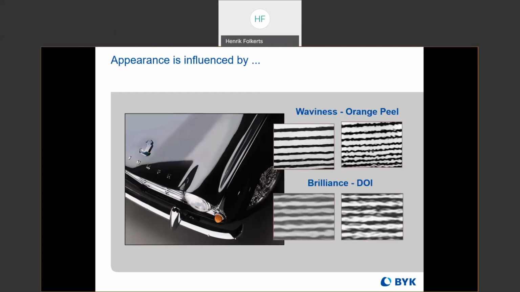And then we have brilliance, or DOI, and this is an effect of the very small microstructures in the surface causing a diffusion of the light. On the left image, we can see a very low brilliance, low DOI, or distinctness of image, which is what that stands for. The contrast is very low on the left. On the right, it's much more brilliant, with better DOI and better contrast.